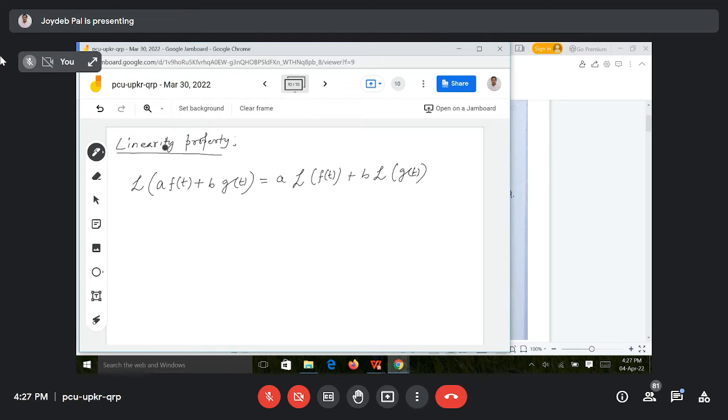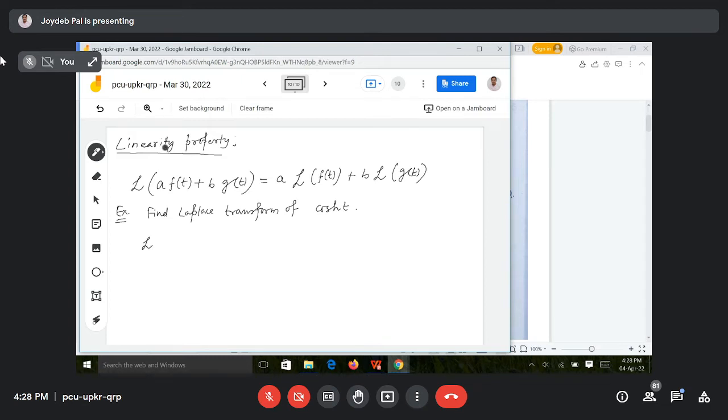Now what is the application? Where do we apply this? Like if it is asked, find the Laplace transform of say cos hyperbolic t. Okay, Laplace transform of cos hyperbolic t. So how to find it? It means f(t) is equal to cos hyperbolic t.